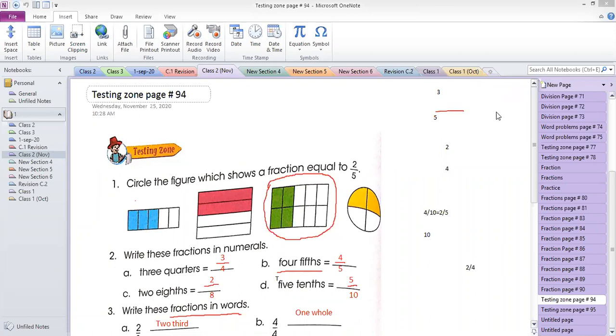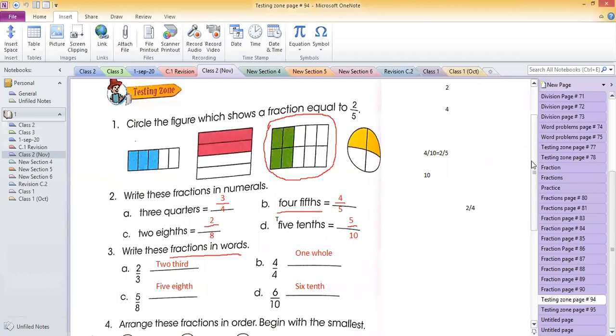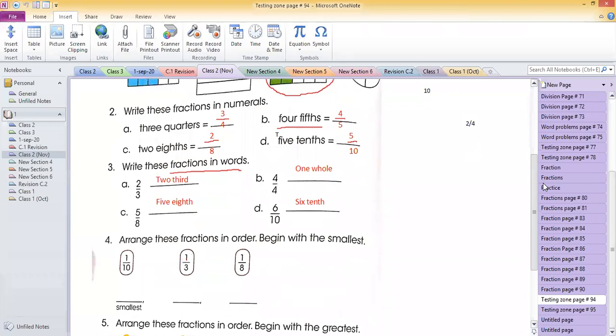In the fraction chapter, guys, we were completing the testing zone. We finished many questions from this exercise, and now we are going to complete question number 4 and question number 5. I just revised what we did yesterday.